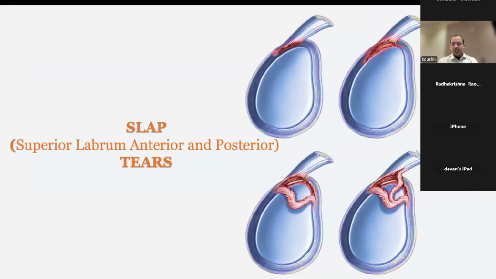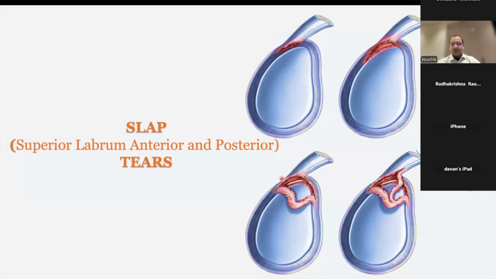In that location, from 11 o'clock to 1 o'clock position, we have flap tear. Flap tear is a superior labrum, antero-posterior tear. So type 1 tear involves only labrum. Type 2 extends into the biceps anchor. This is the biceps anchor. The stalk is the biceps anchor. So which extends into the biceps anchor is a type 2 tear.